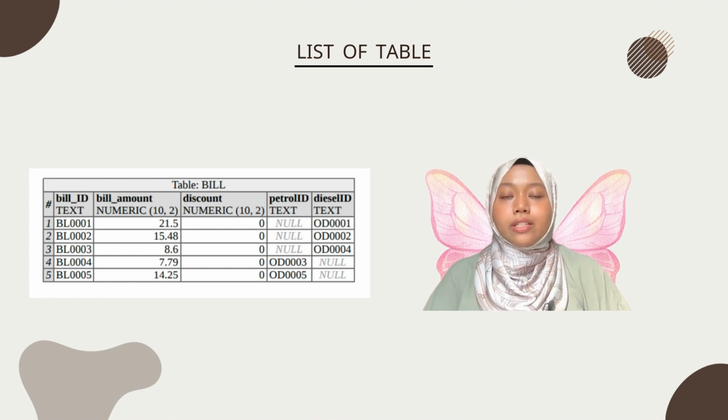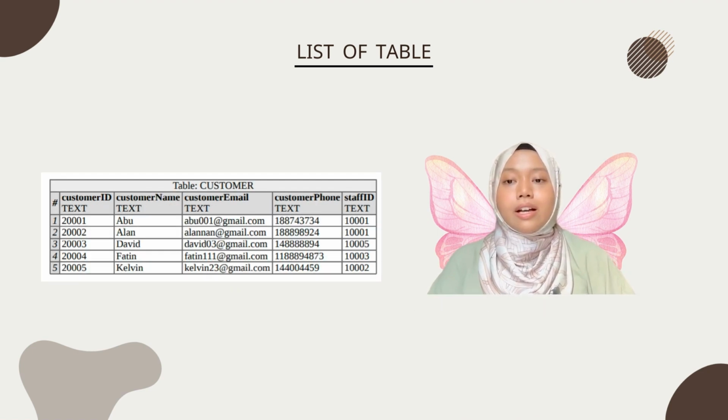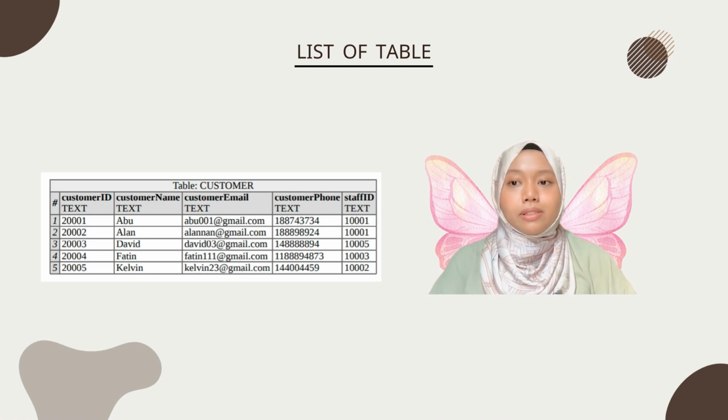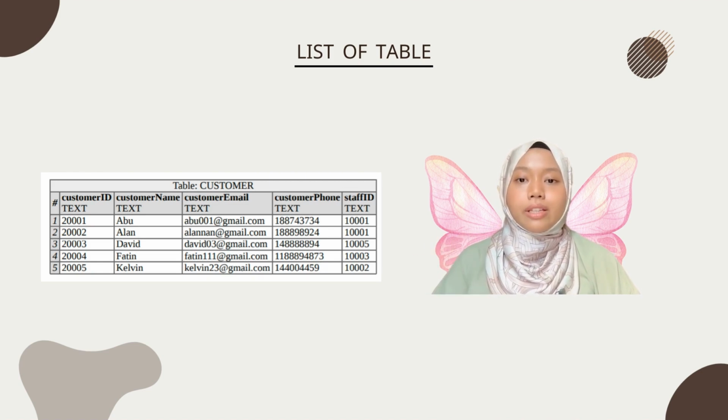Okay, so we have 9 tables. As you can see here, the first one is about bill tables. The first one is a bill ID, followed by bill amount, discount, and petrol ID and diesel ID. And then next, the second table is a customer table. The first one is customer ID, customer name, customer email, customer phone, and staff ID.